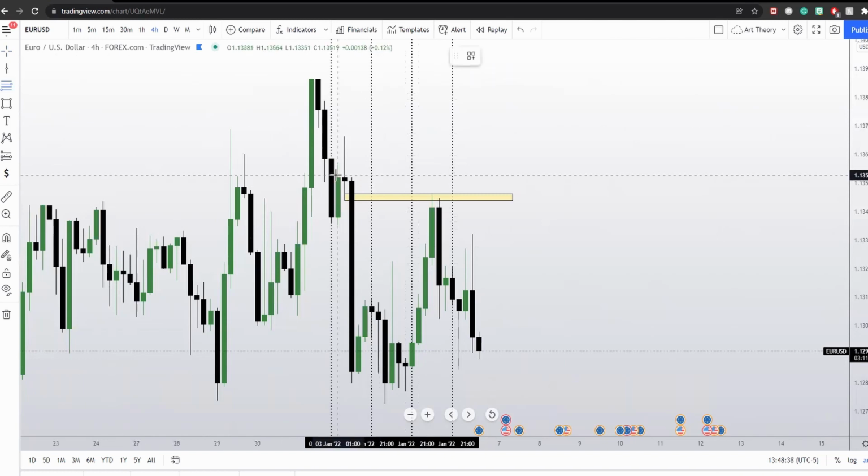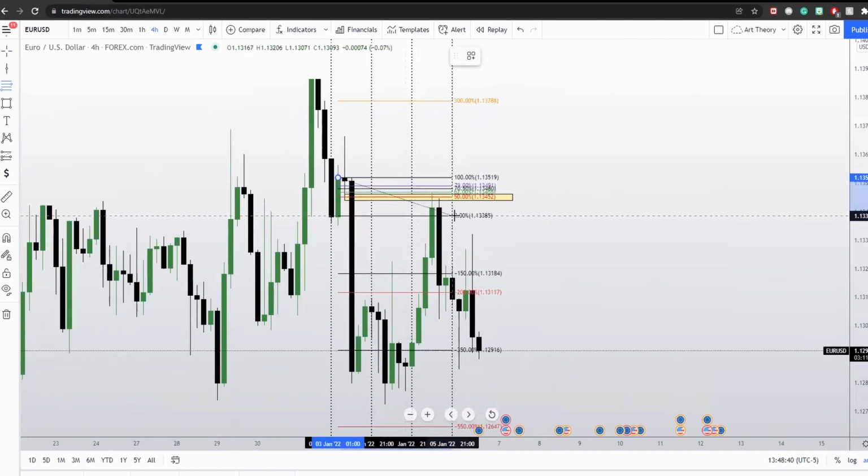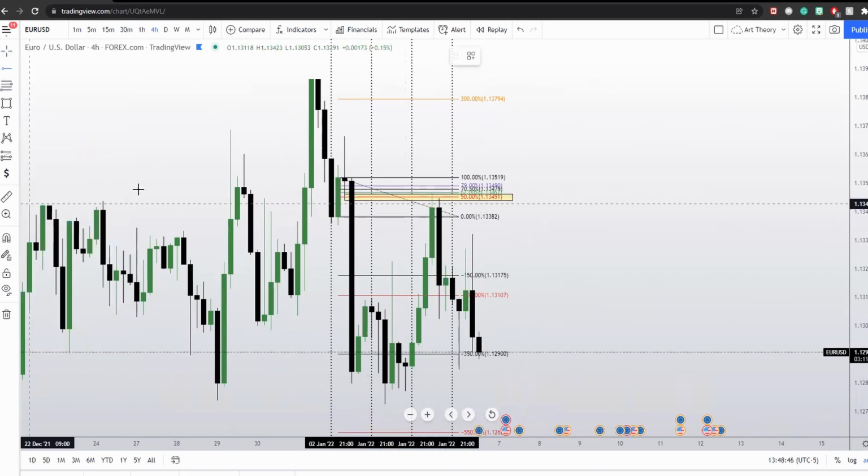I'm going to show you guys something. Let's draw the fib and see where the fib goes. Right at the mean of that order block right there. Super, super solid trade.